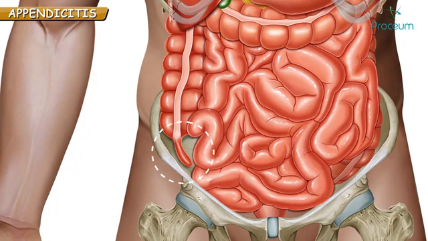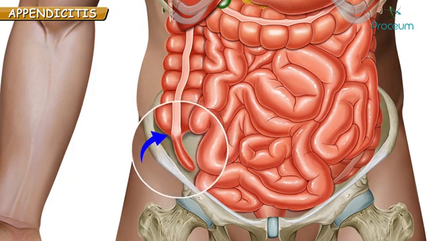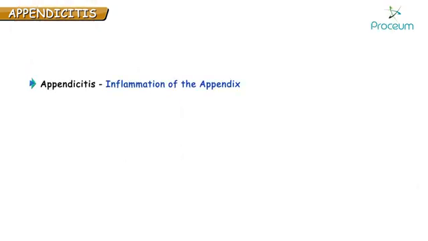Appendix is a tube-like structure that branches off where the large intestine, or so-called colon, begins. It's pencil thin and has a length of 10 centimeters. Now coming back to appendicitis, as you might know, itis means inflammation. So appendicitis is inflammation of the appendix. Now let's understand why the appendix is getting inflamed.